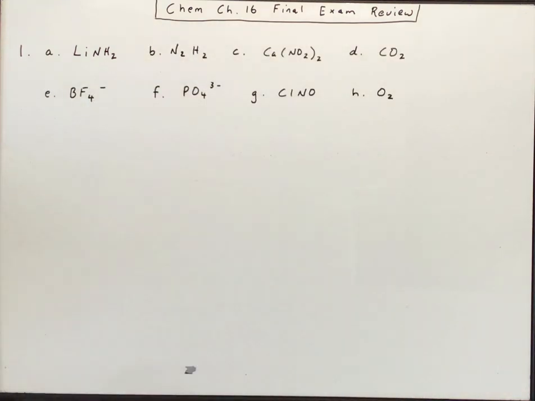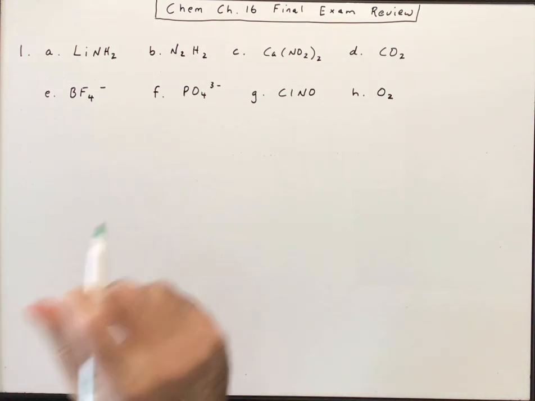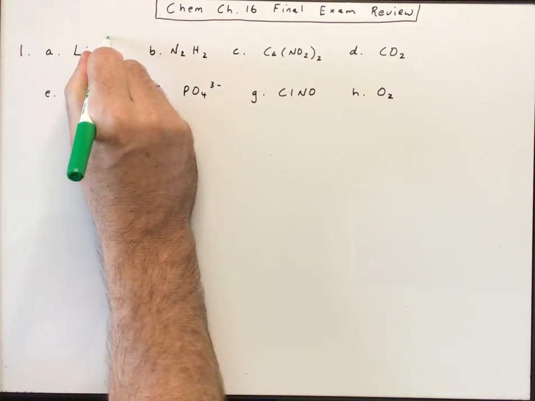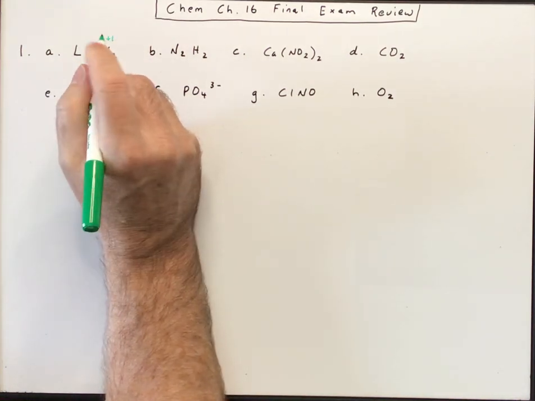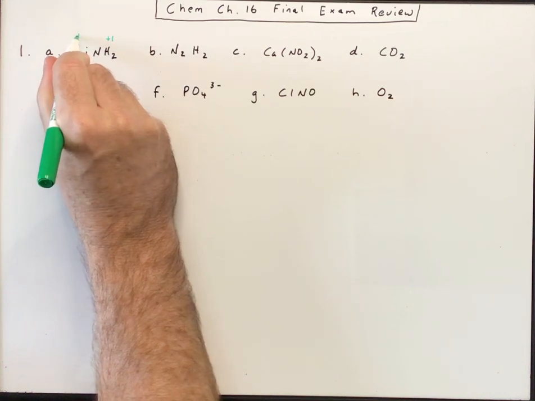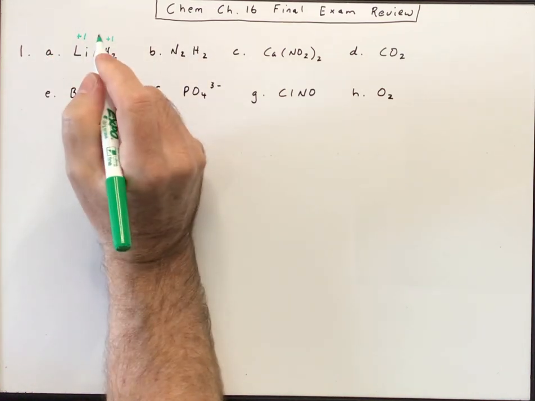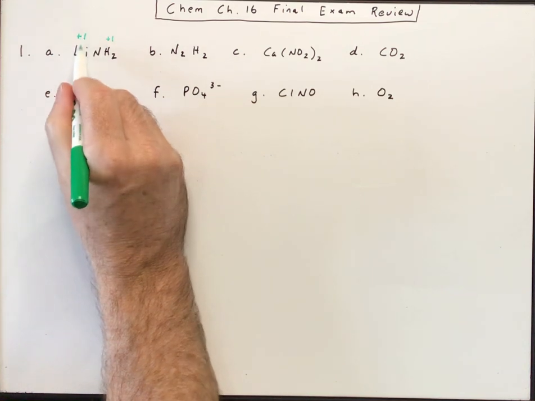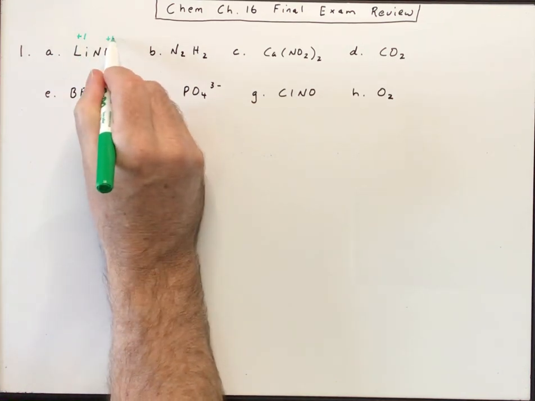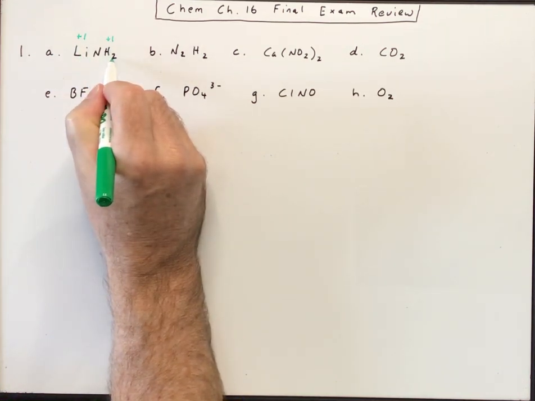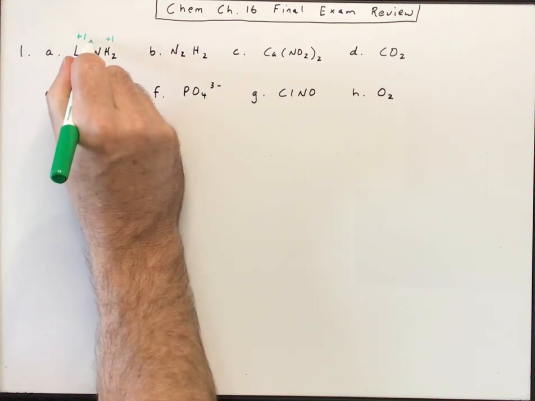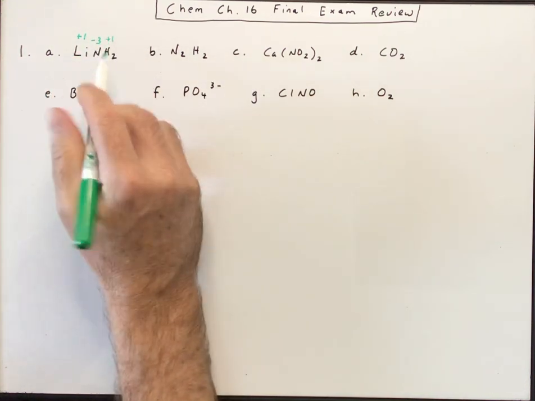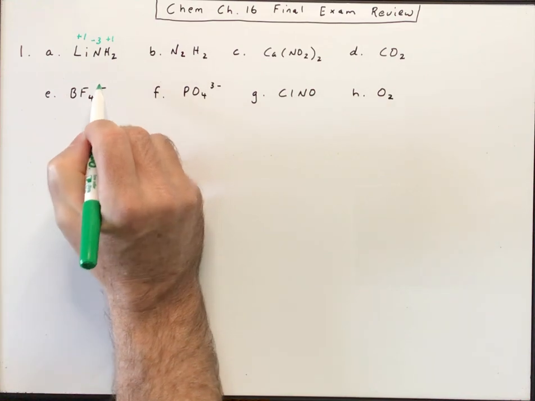All right, so number one, we need to get the oxidation numbers for each element in these compounds. So for A, hydrogen has a rule, it's +1. Lithium's in column 1, so it's a metal in column 1, so also +1. So what we'd have is 1 times 1 plus 1 times 2 for the hydrogen, so that's 3. So nitrogen needs to be -3 in order for the whole thing to add up to 0.